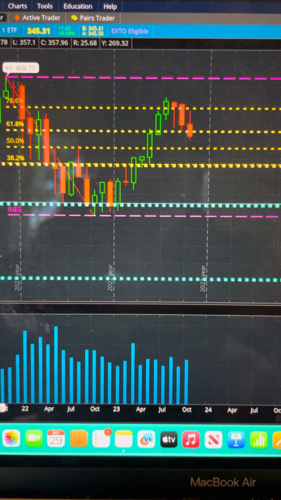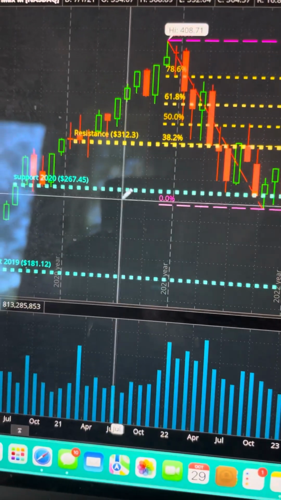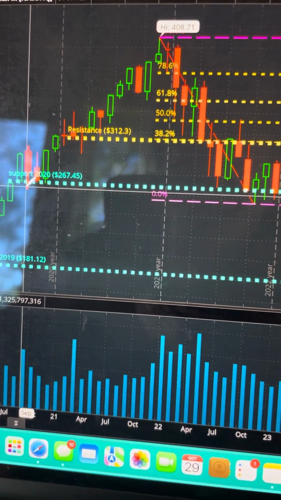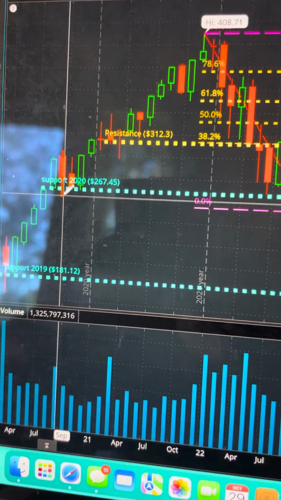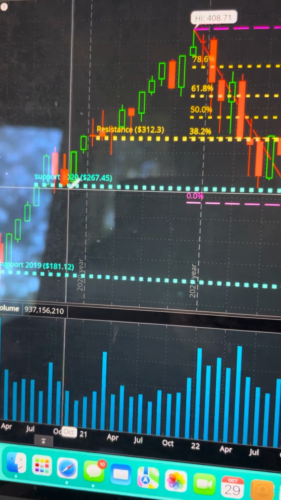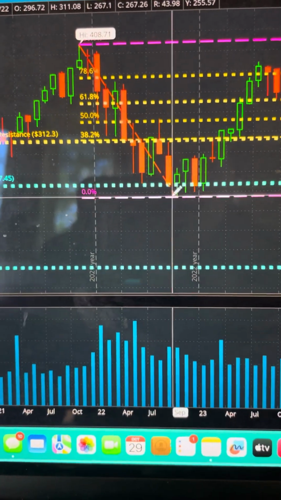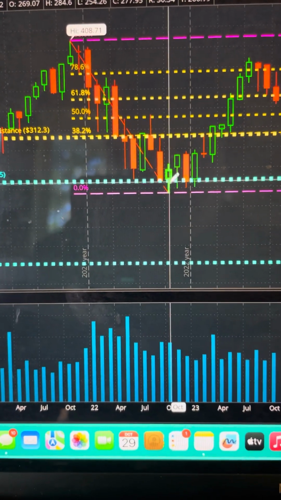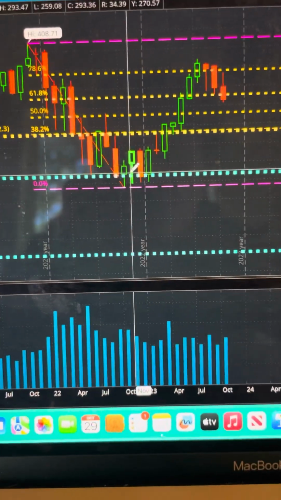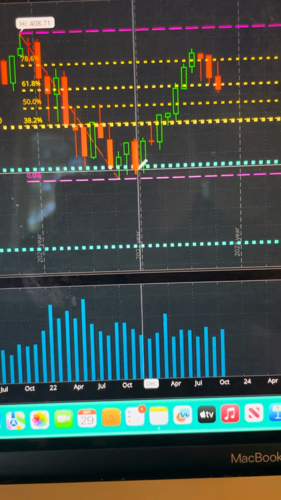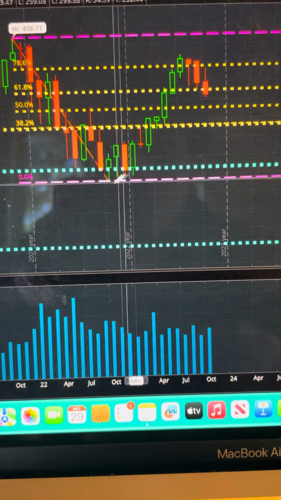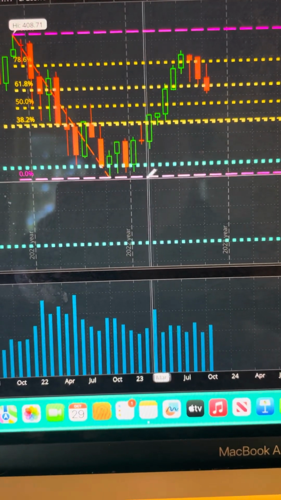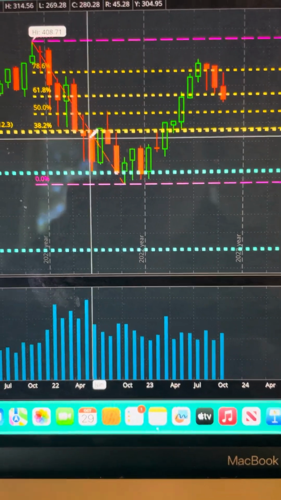And then I have a support right here. Support is basically where price action fails to go lower. So you can see it happens right here. 1, 2, 3, 4. Breaks through it, but fails to go lower. Breaks through, fails to go lower. Breaks through, fails. So that's support. These are really good for determining where the market is going.